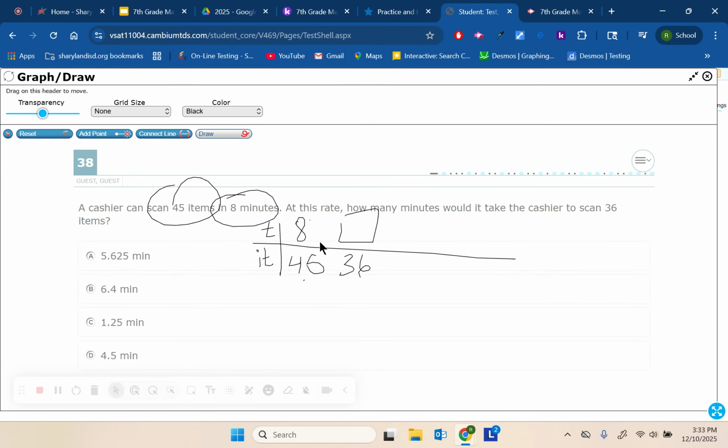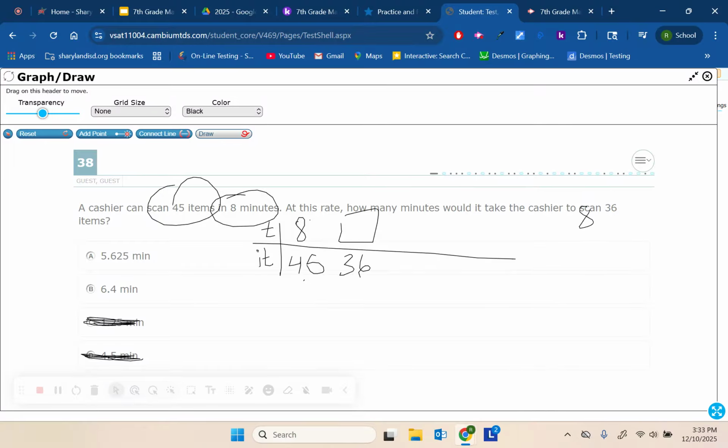I can go 45 over 8 to kind of figure that out and then say, okay, where are we at? I know right off the bat, this is too small, that's too small, and this is 8. I can ask what times 8 gives me 45. And then once I figure out what that is, ask myself, well, that number times what gives me 36. Just a bunch of different ways to get there.